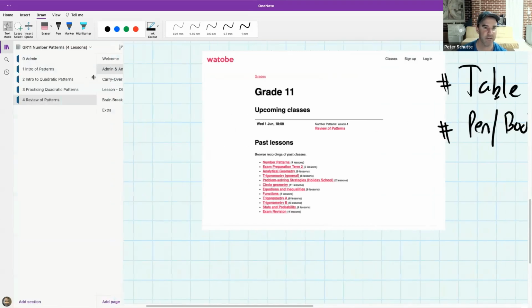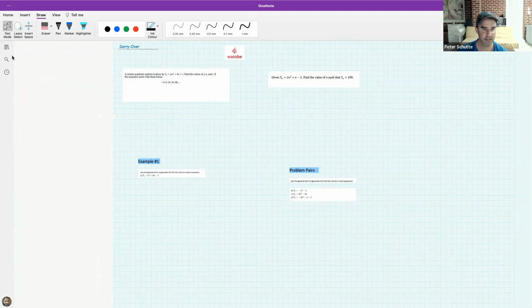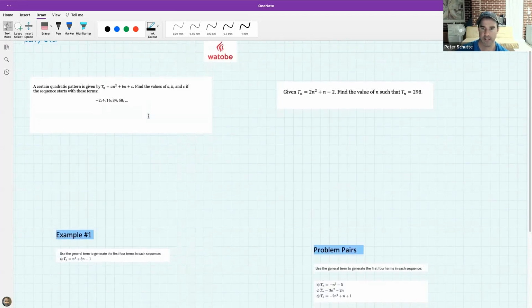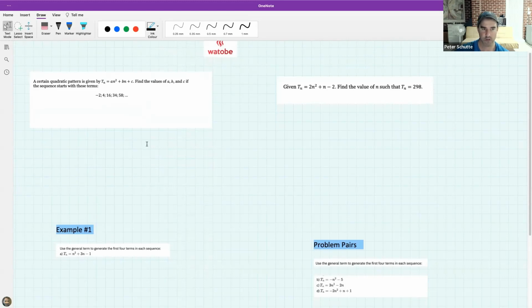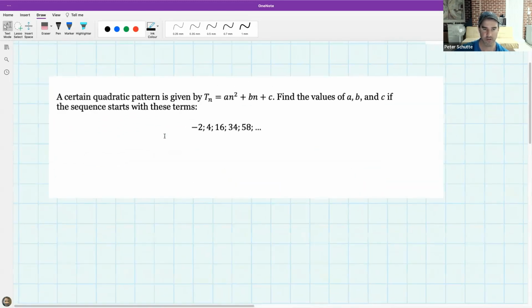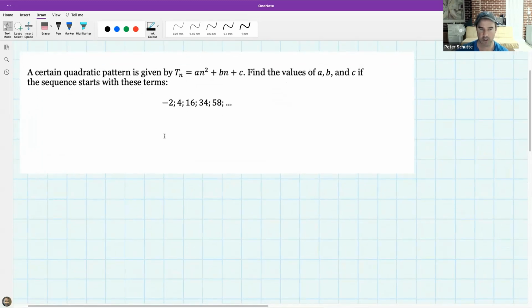Okay, on to the lesson. So in the last lesson, we were doing some questions like this, and I just want to make sure that everybody is able to do them. So let's start with this question. You're given a quadratic pattern, and you need to find for me the values of A, B, and C.